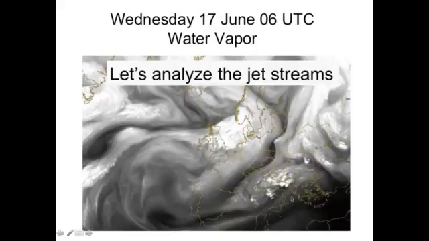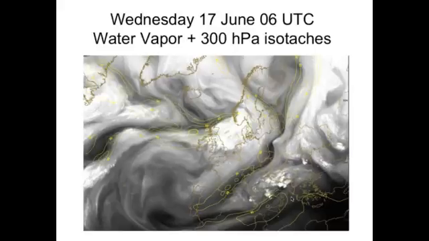Okay, now let's see what the numerical fields are telling us, how they're supporting this very simple analysis. Here you have, overlapped with the water vapor image, the isohypses at 300 hectopascal. And we see they're supporting very nicely what we were telling.